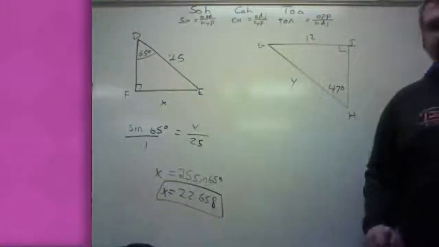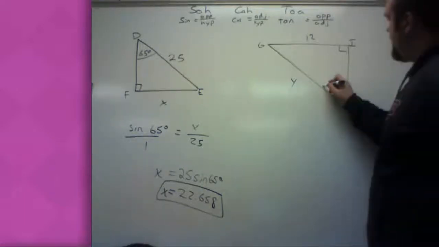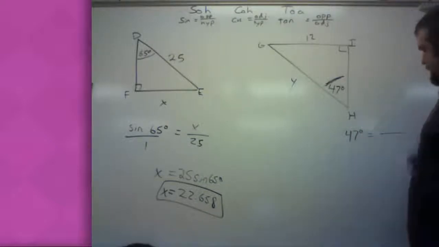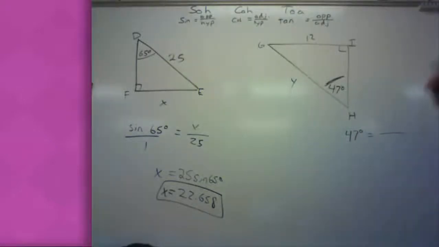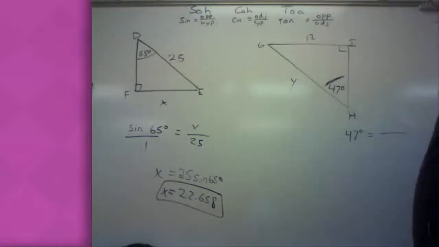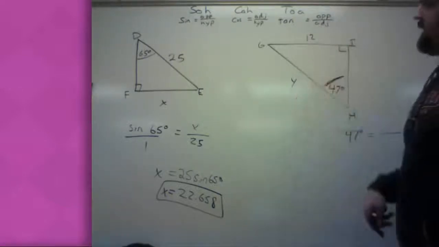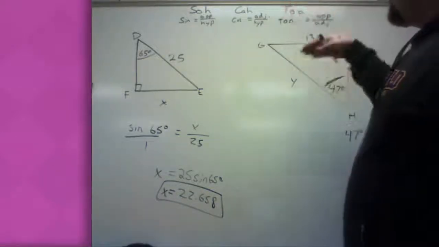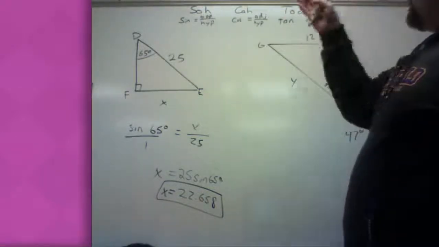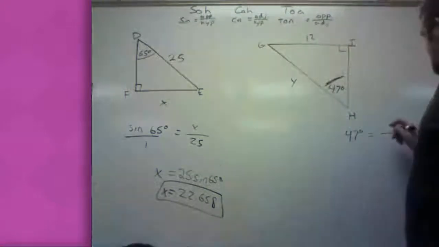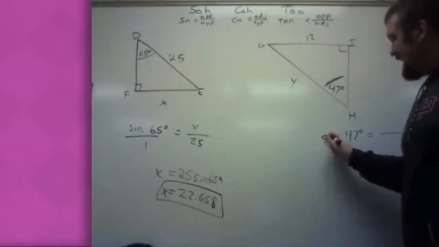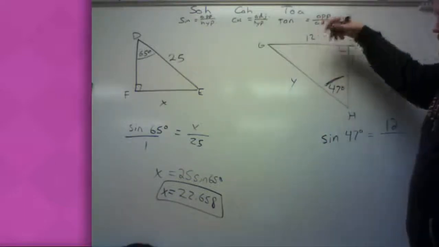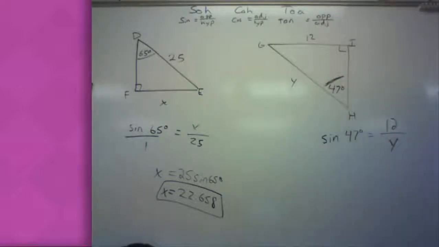Over here, I look, this is the angle I'm given. So, 47 degrees I write down equals a ratio. I'm looking for y, so I look at what I'm given. I'm given the opposite side and the hypotenuse. So I'm given O and H. Which one has O and H in SOHCAHTOA? Opposite and hypotenuse. I'm using sine. So opposite goes on top, 12. Hypotenuse is y.